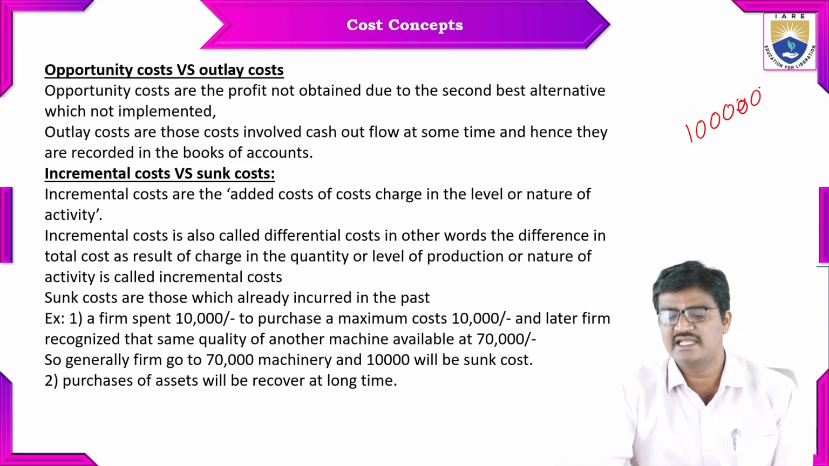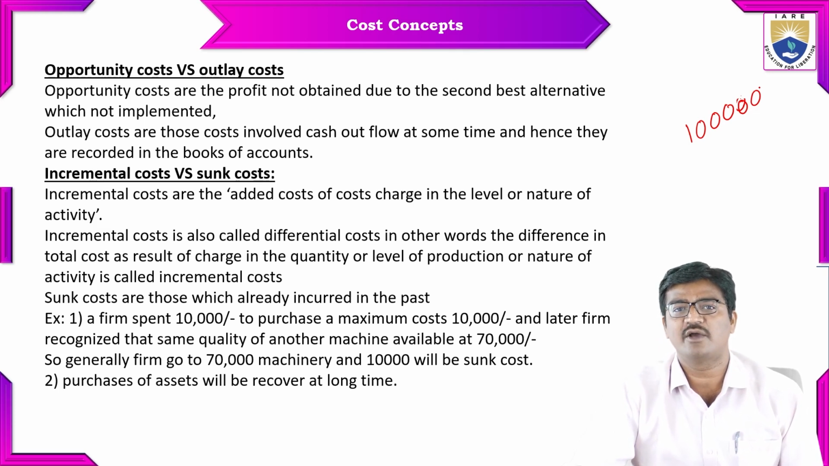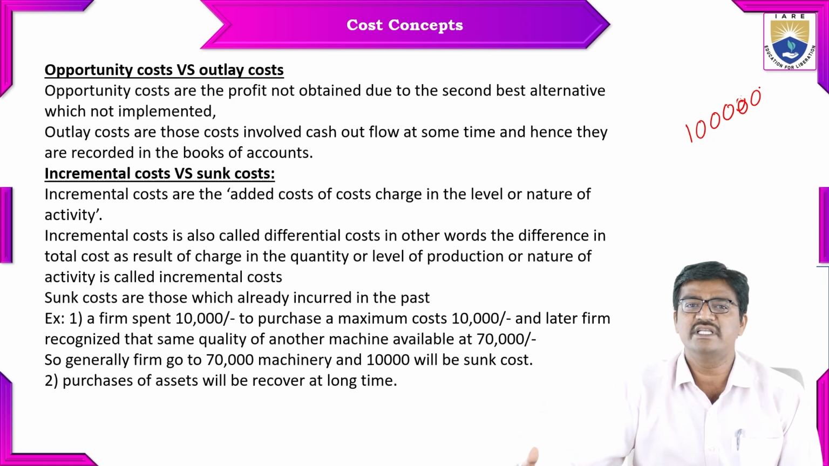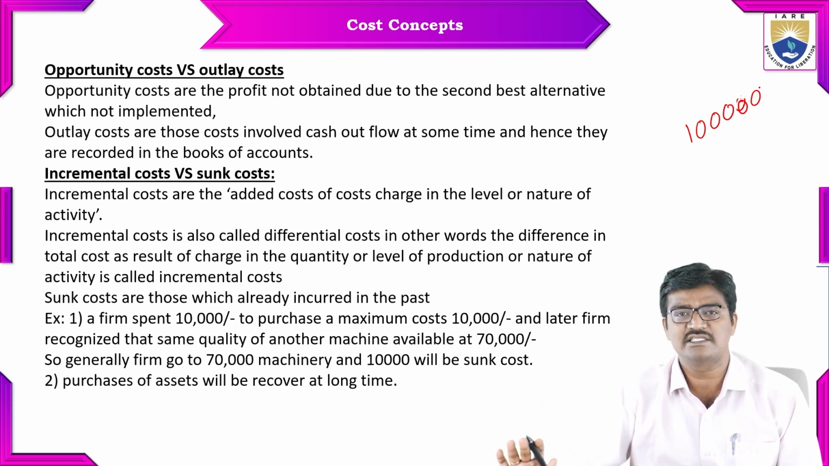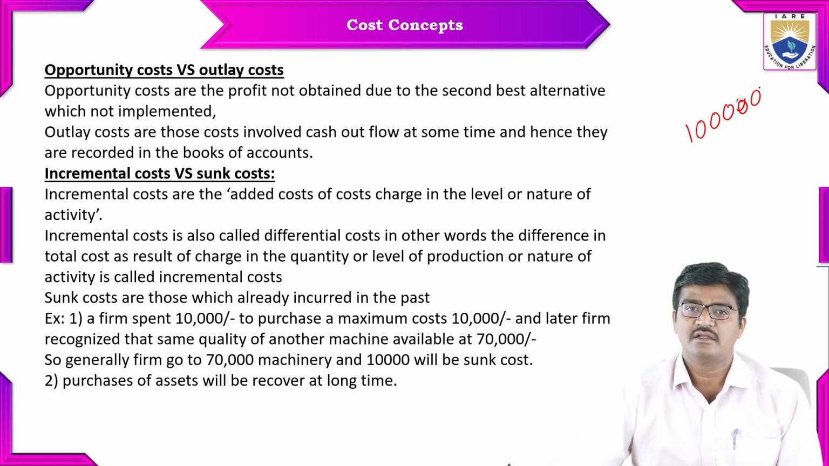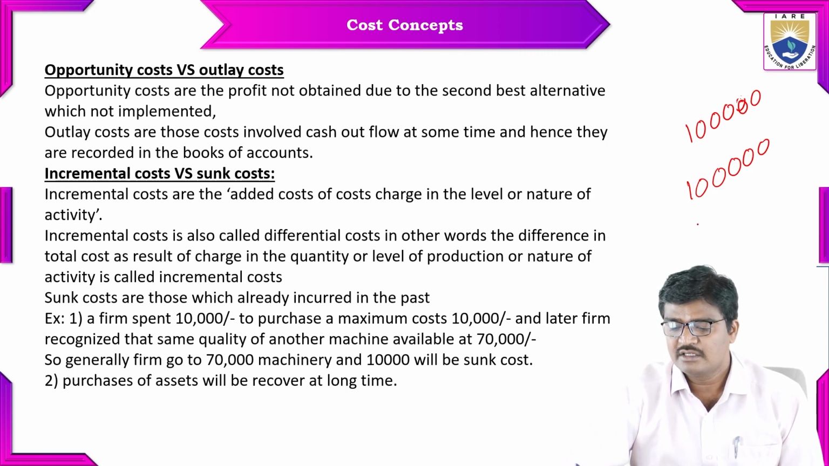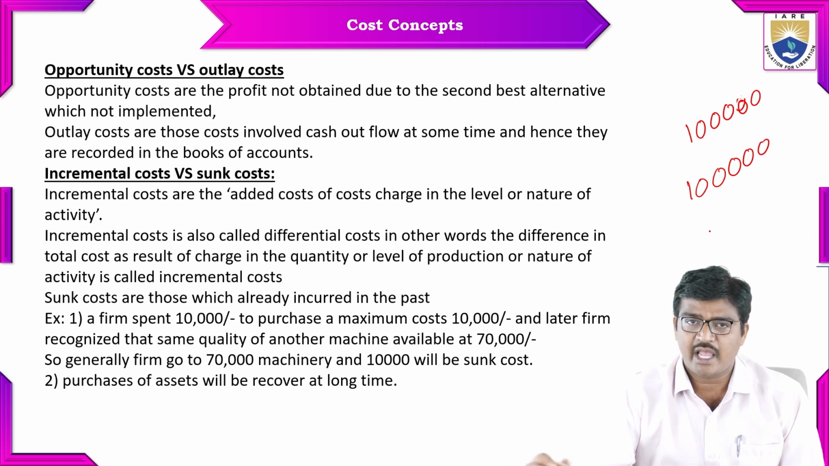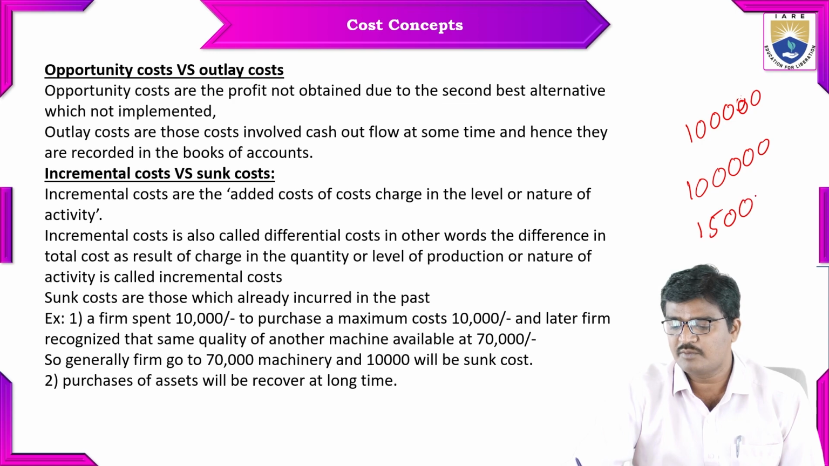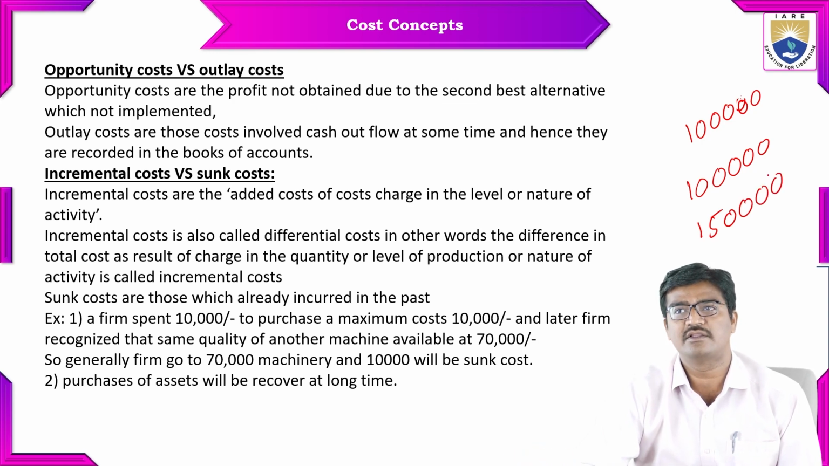Because by taking the decision to purchase new machinery, you have to incur 1 lakh rupees, which is going to increase your cost or expenditure. That is called incremental cost. And the second situation is if you want to replace the existing machinery, the 1 lakh rupees machinery you have presently purchased, and meanwhile you have an updated machinery worth 1.5 lakhs, 1 lakh 50,000.